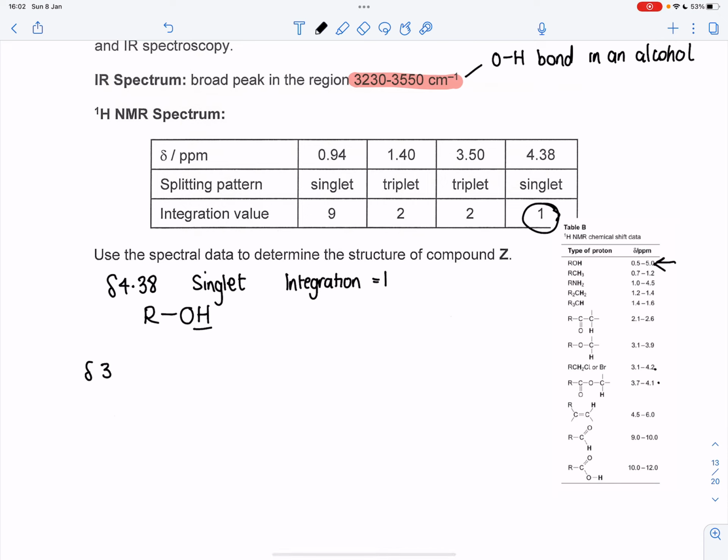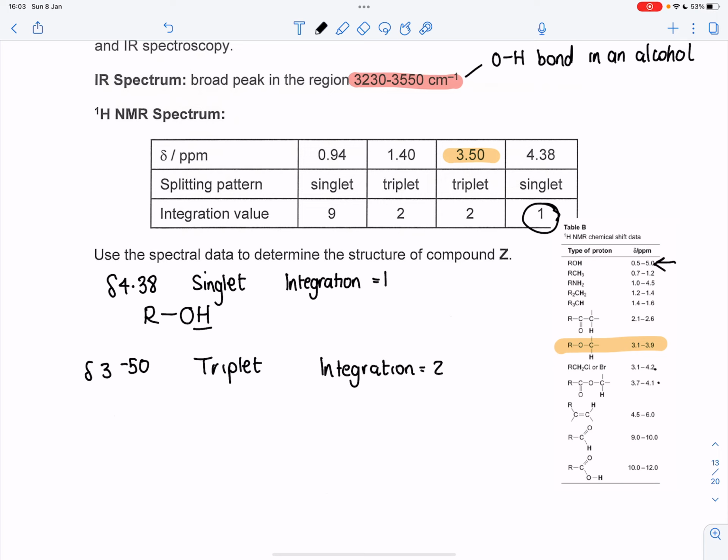Then if we go to delta 3.5 and we have a look at our data sheet, let's do it in a different colour actually. Let's go for orange. 3.5. So we go to our data sheet. Now, we've got a choice. It could be this, or it could be this. And given that we know we've got oxygens in our structure, it's much more likely to be this type. So let's write down what else we know about it. We also know it's a triplet. And we also know that the integration is 2.